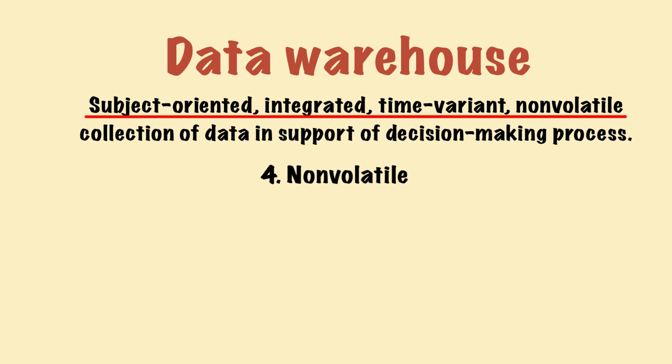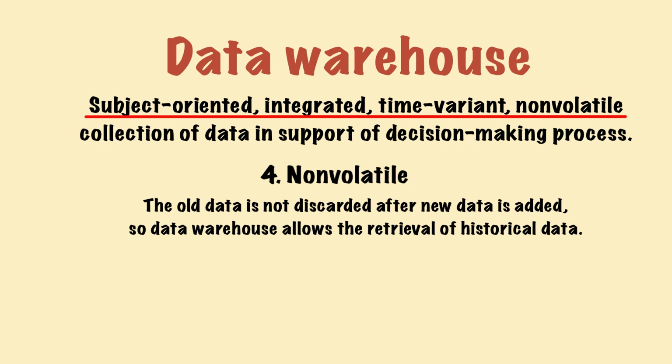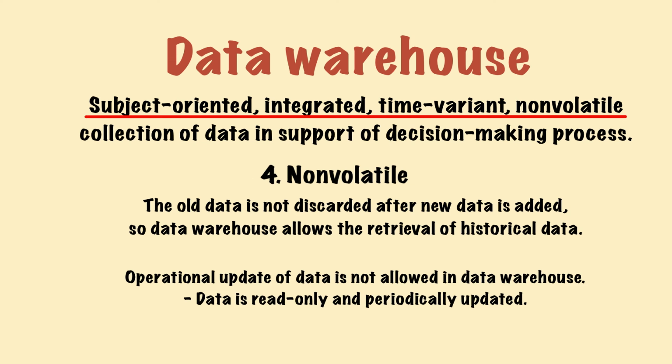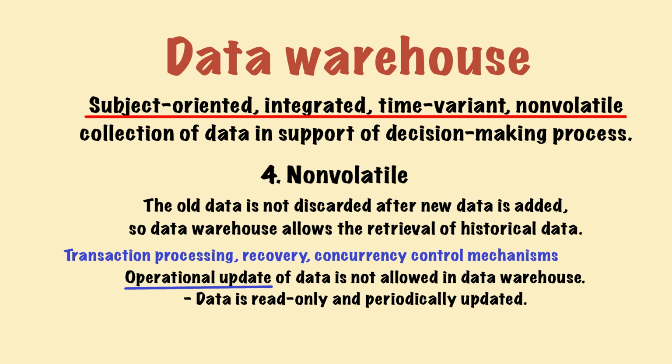The last one is non-volatile. It means the old data is not discarded after new data is added, which means historical data is preserved. Data warehouse can store historical data because the operational update of data is not allowed in data warehouse. The data can only be read and updated after a given period. The operational update here means the transaction processing, recovery, concurrency control mechanisms, these sorts of things in relational database. There is no such need in data warehouse.